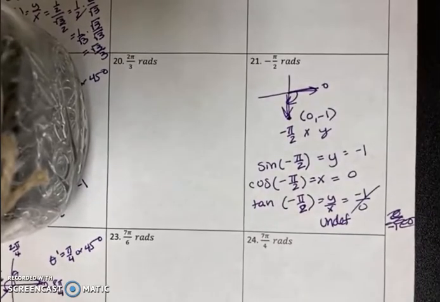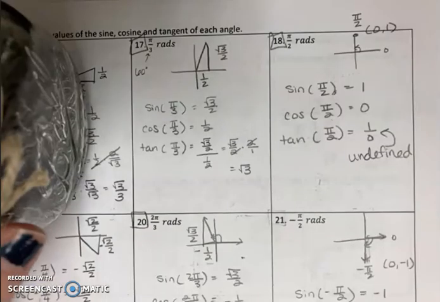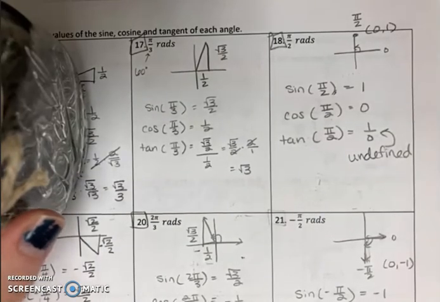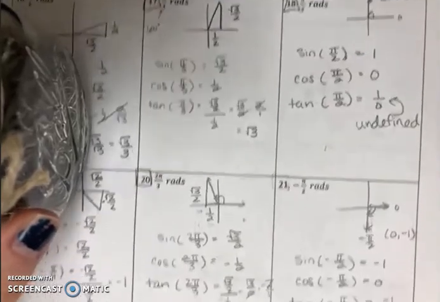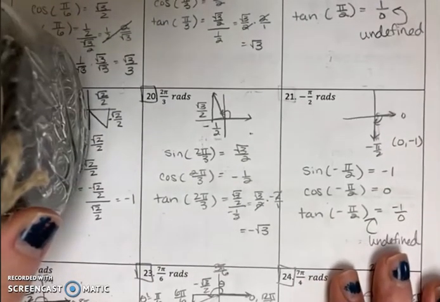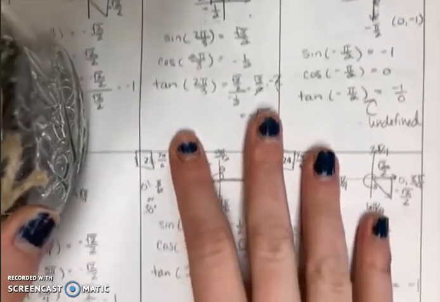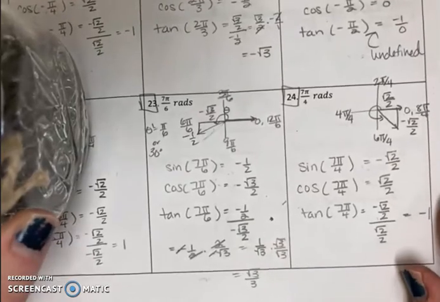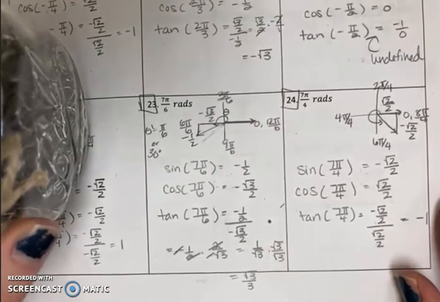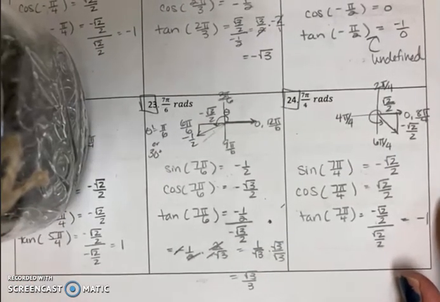Try the other problems, hit play when you want to check. So pause the video and check 17 and 18, hit play when you're ready. Pause the video and check 20, hit play when you're ready. And pause the video to check 23 and 24, and we are all done.